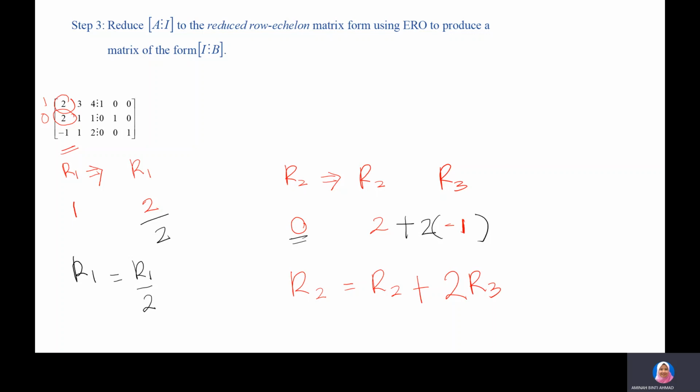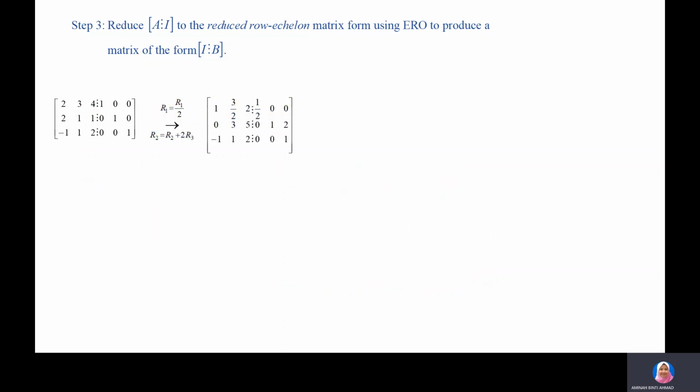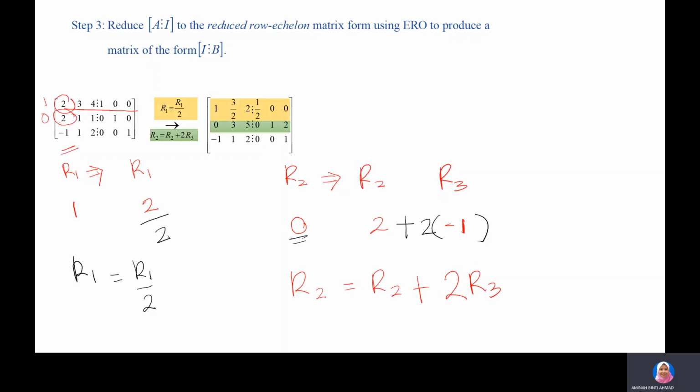Okay, so we get this formula and we do the operation for row 1. All of row 1 divide with 2. And then row 2, we change all row 2 with this formula. Okay, so we get this value.